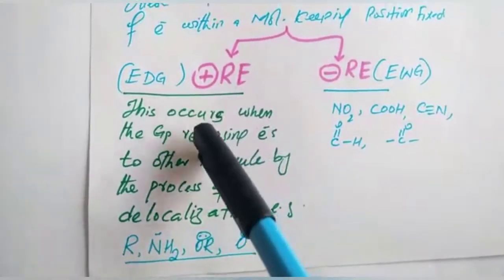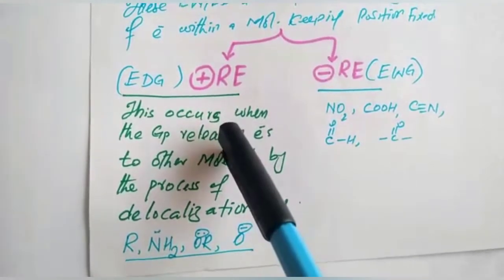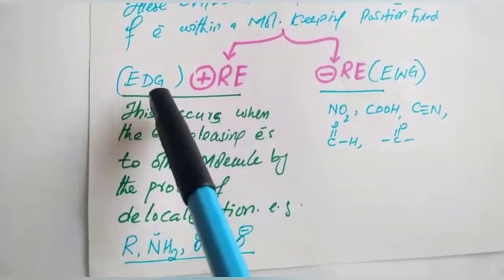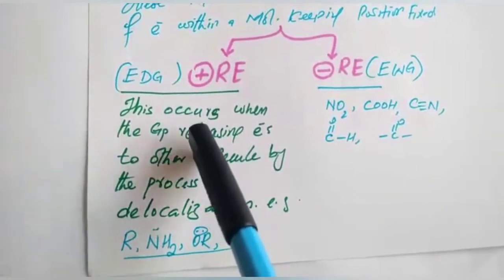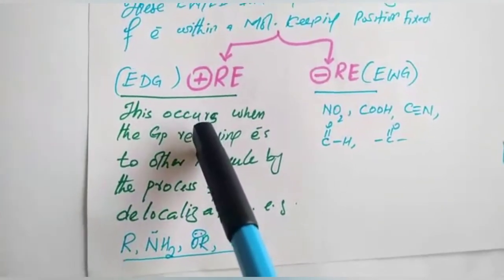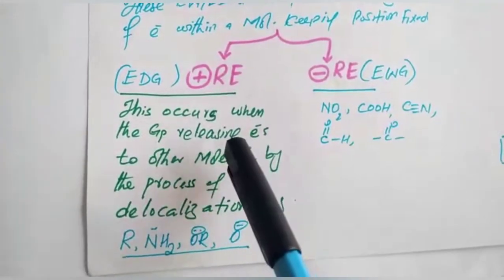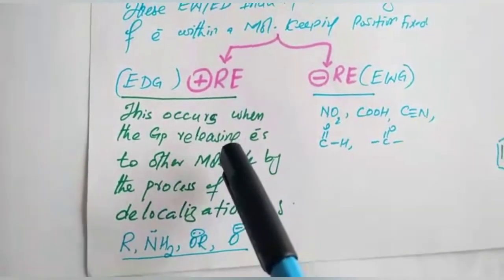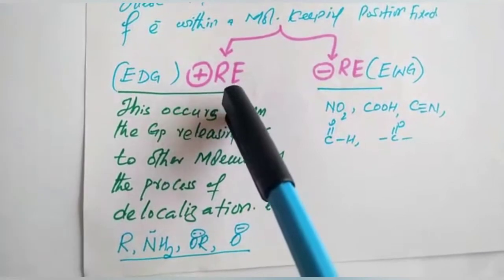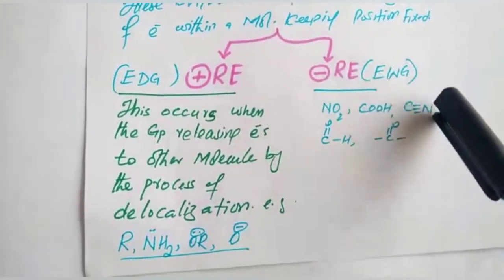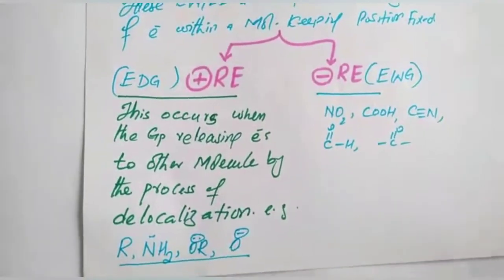So in very simple words, the positive resonance will be produced if the electron donating group shares its pi electron, shares its electron to the molecule, and then initiates the process of delocalization of pi electrons within the molecule. This is known as positive resonance, while the negative resonance is induced by the electron withdrawing groups.